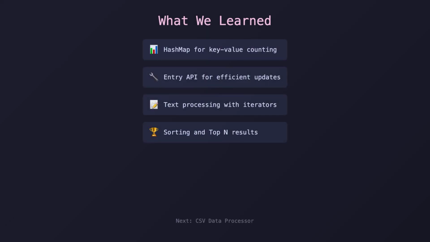Let's recap what we learned. HashMap is perfect for key value counting. The Entry API makes updates efficient. We used iterators to process text. And sorting to find the top n results. Great job completing this lesson.